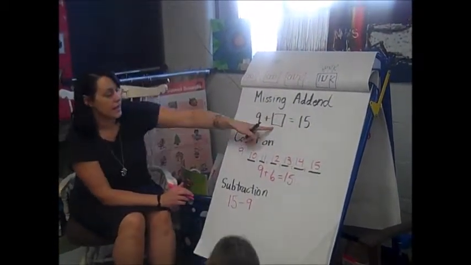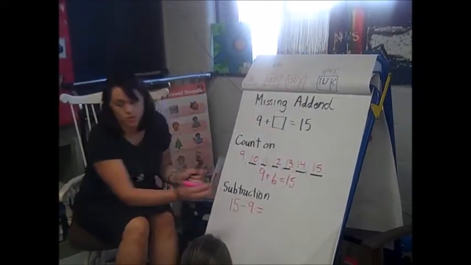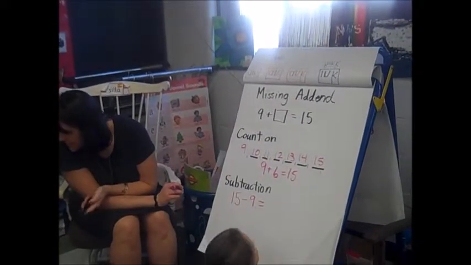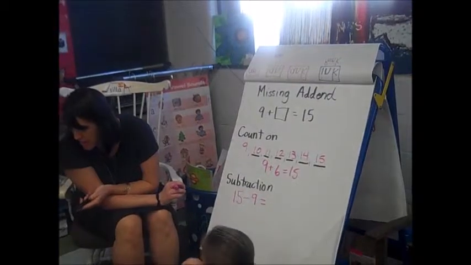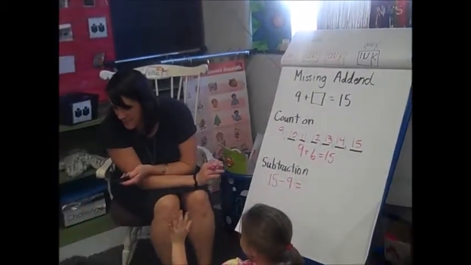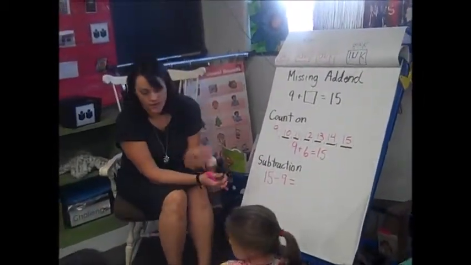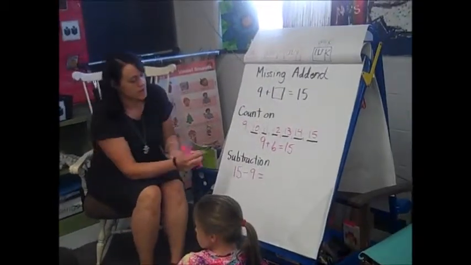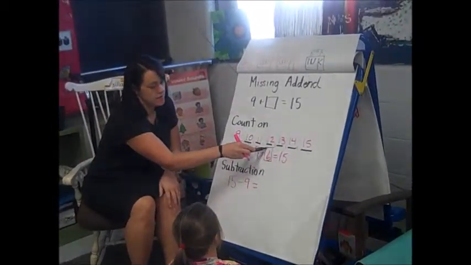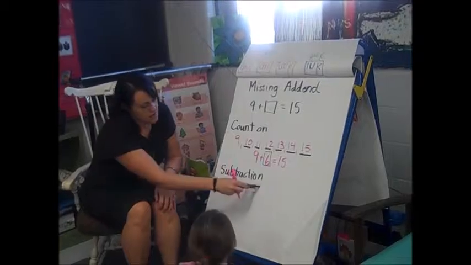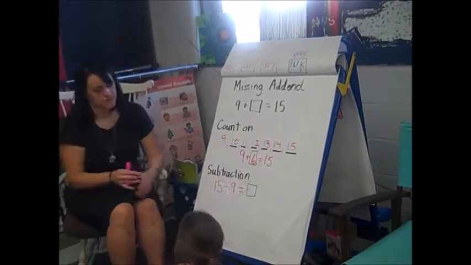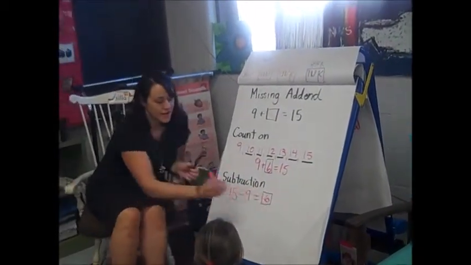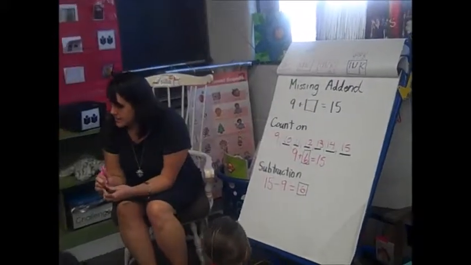Luke, can you sit up? And get our missing addend. So what is 15 take away 9? Avery? Six. You got it.